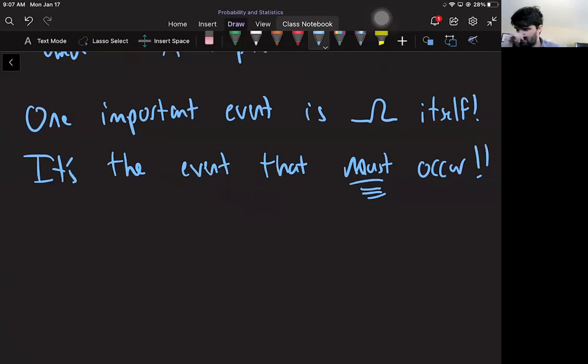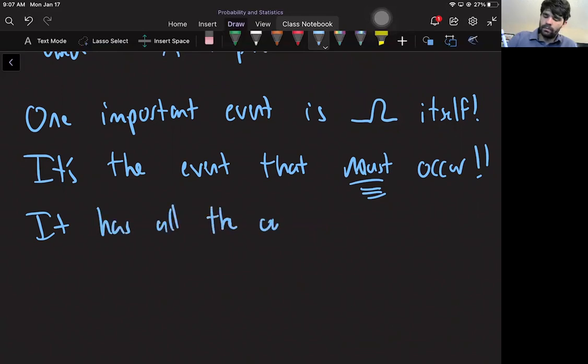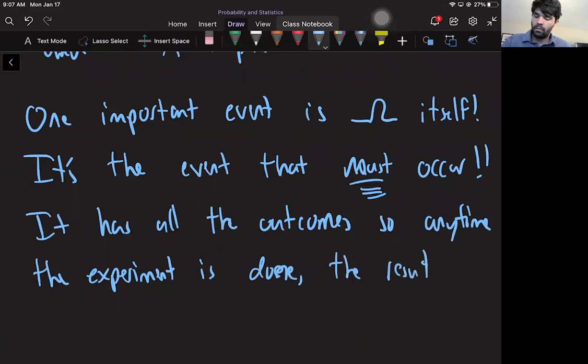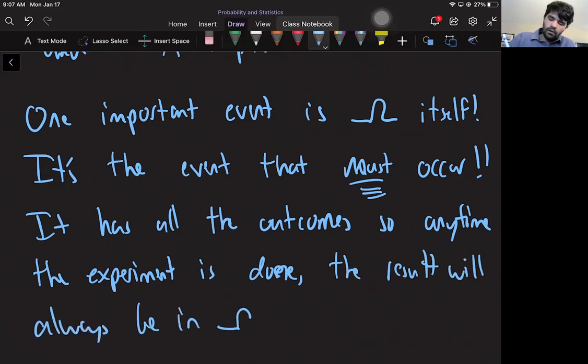Because when you do the experiment, this is the only event that has all of the outcomes in it. And so when you do the experiment and an outcome happens, that means that this set has to occur. So it has all the outcomes. So anytime the experiment happens or is done, the result will always be in omega, so omega will always occur.